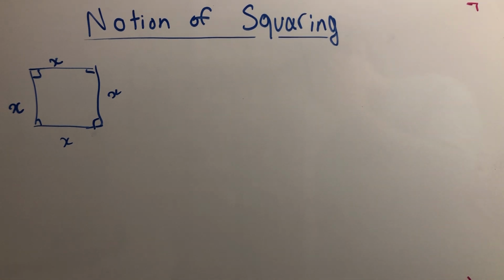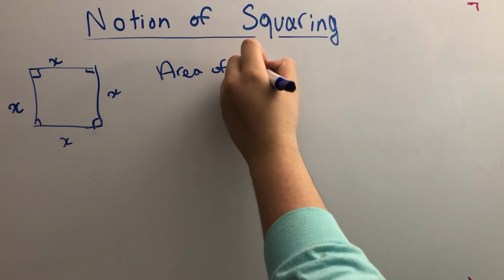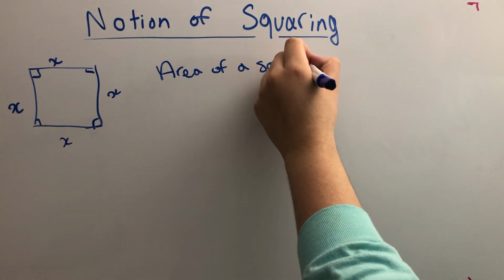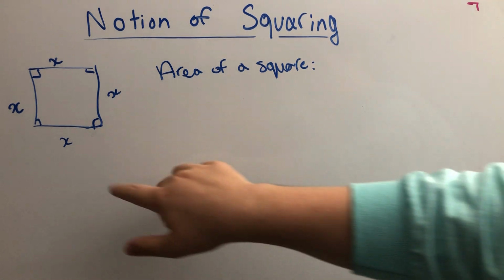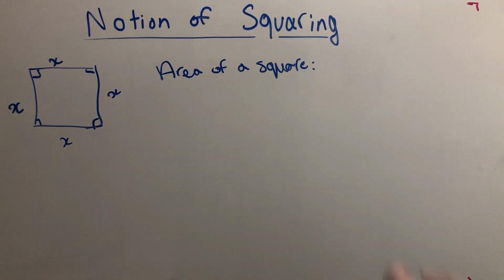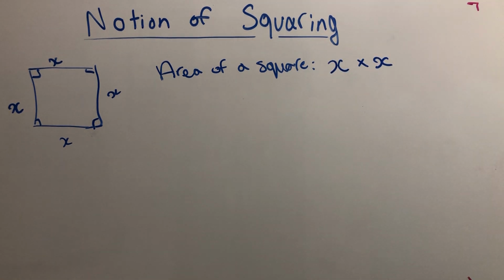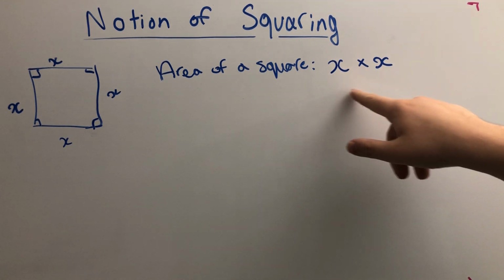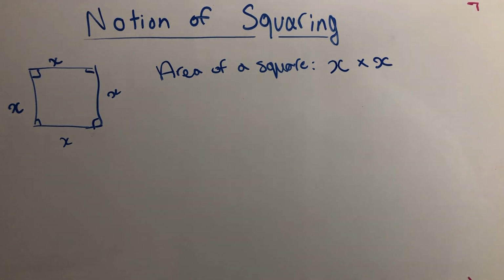Now we can look at how to calculate the area of the square. So now you remember that the way to calculate the area of a square is just do x times x. So you're multiplying one value by itself, right? Because x is the same as x. So you're multiplying the same value twice.